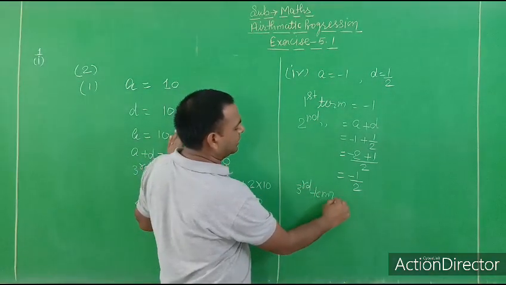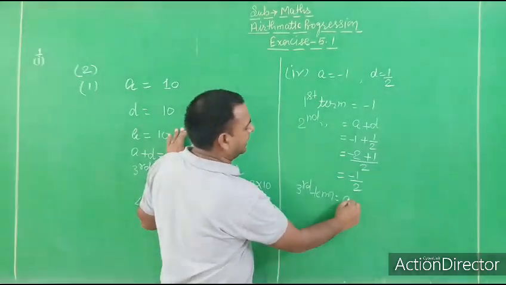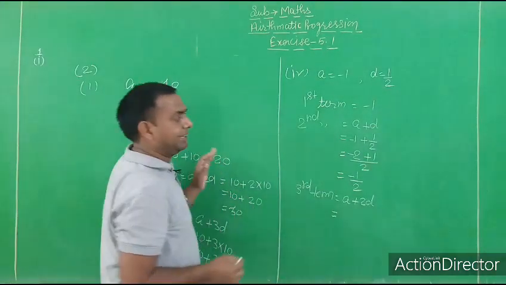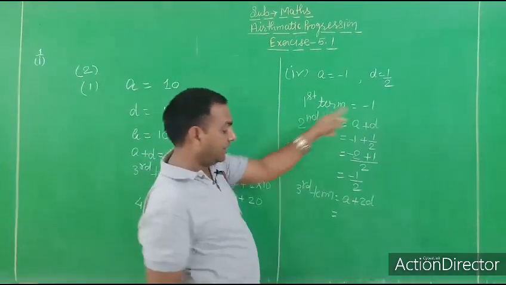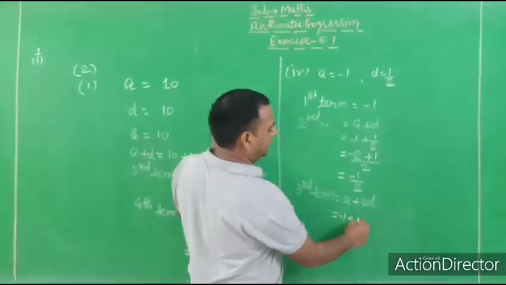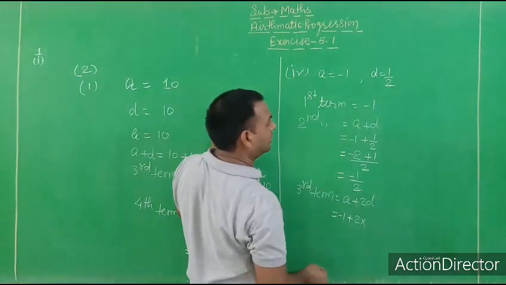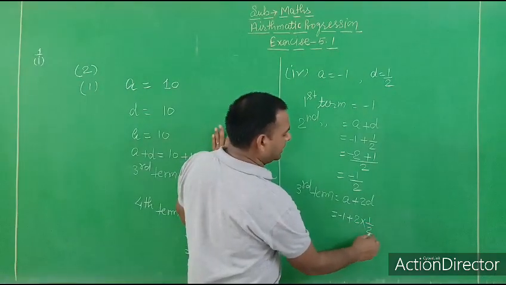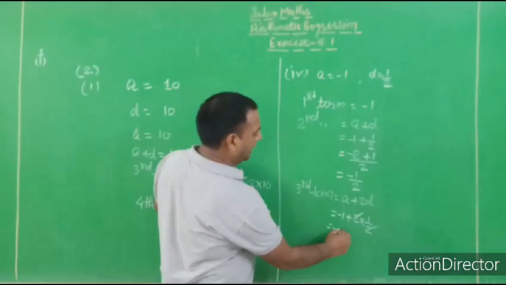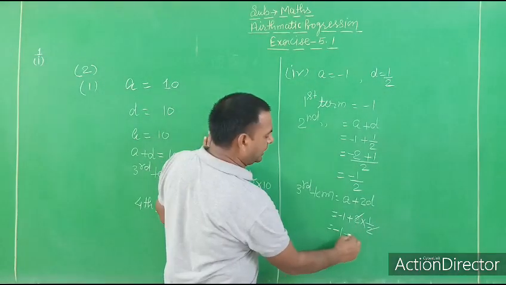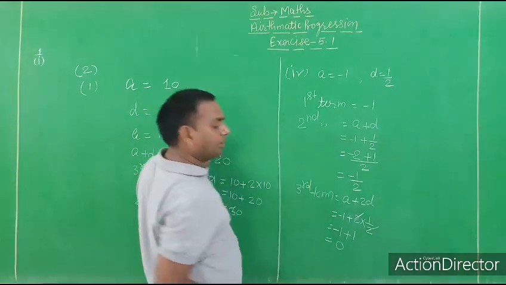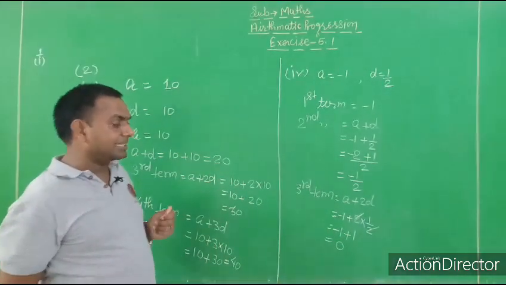In the case of the third term, you write down a plus 2d. Here the first term a is equal to -1, plus 2d, it means 2 into d is equal to 1/2, 2 cancels by 2, and then -1 multiplied by 1 is a plus 1. Here it is -1 plus 1, this is equal to 0. So the third term is 0.